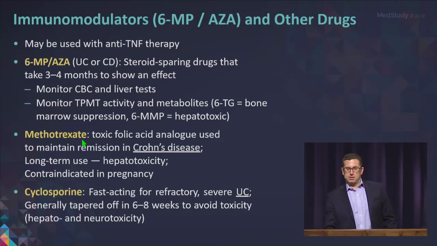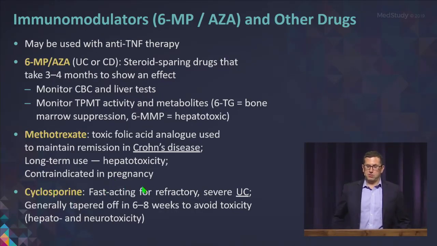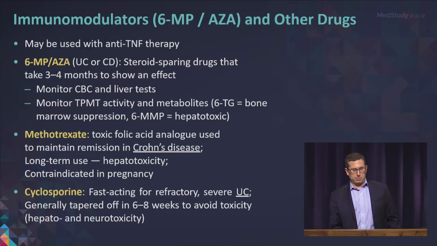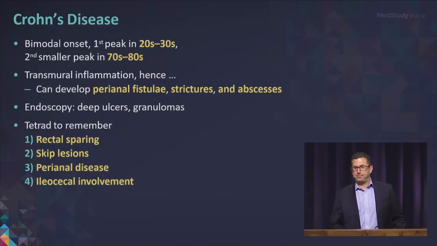Methotrexate is another medicine used in inflammatory bowel disease. This is a toxic folic acid analog, and it's used specifically in Crohn's disease, not ulcerative colitis. Its long-term use is associated with hepatotoxicity, and it's strictly contraindicated in pregnancy. And then there's cyclosporin, which is fast-acting for refractory or severe ulcerative colitis. So remember, methotrexate Crohn's disease, cyclosporin UC. Otherwise, a lot of the other medicines could be used in both UC and Crohn's, depending on the clinical scenario.